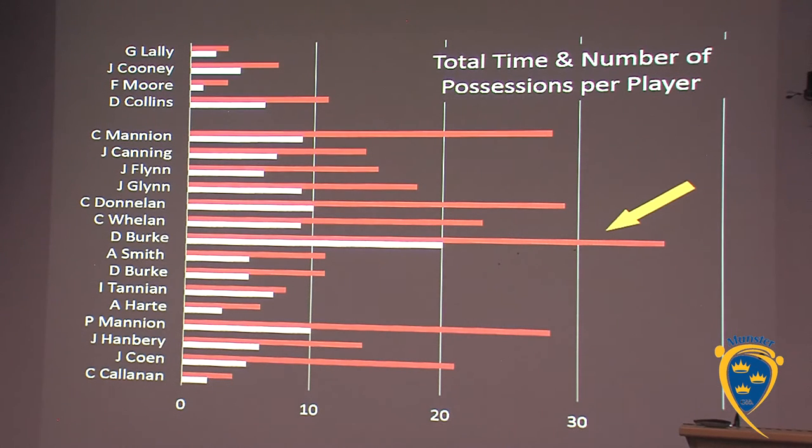Here's the Galway players. David Burke, again, 20 possessions and 35 seconds in possession. Now again, similar to the Kilkenny players, they had limited possession, but also limited time in possession. Can they perform all the skills that we've seen earlier on under time pressure? So technical skill is so important. But as important is when they use it.